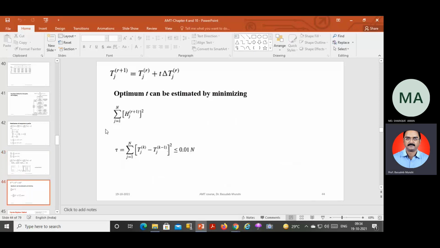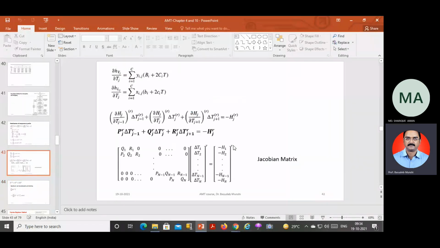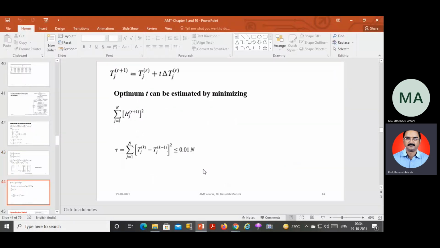In the last class, I discussed the sum rates method. Here I have shown how to modify the temperature in the simulation process. We have used the energy balance equation to get this tridiagonal matrix. Then we apply the Thomas algorithm to obtain this temperature difference. From the temperature difference, we can find out the modified temperature on any particular stage using this equation.